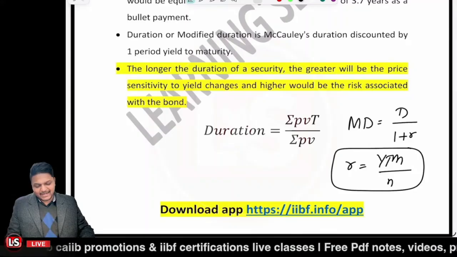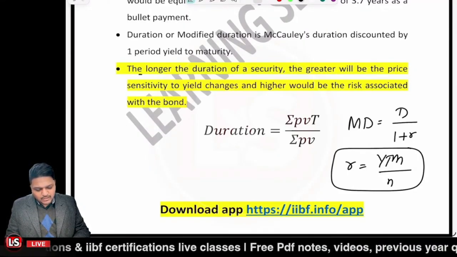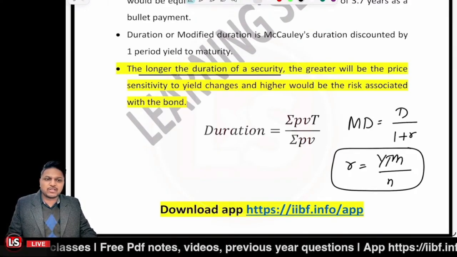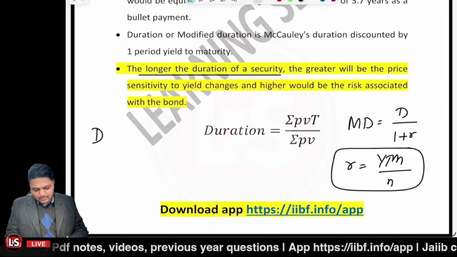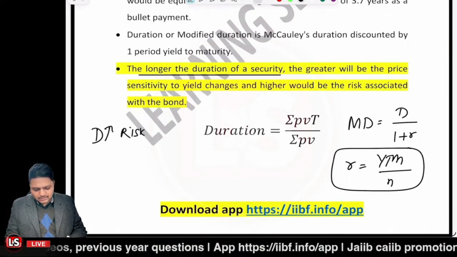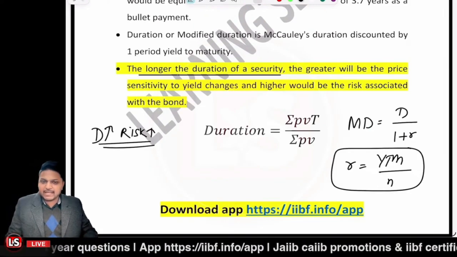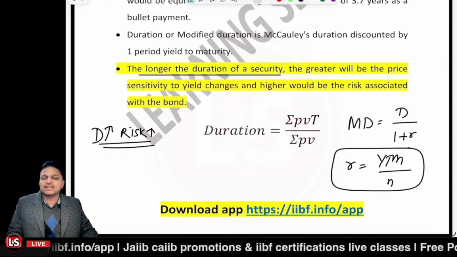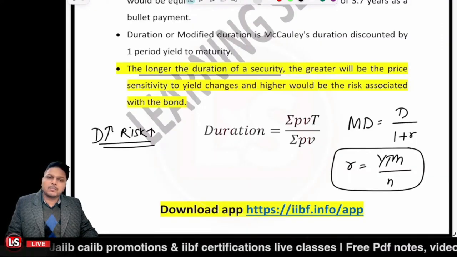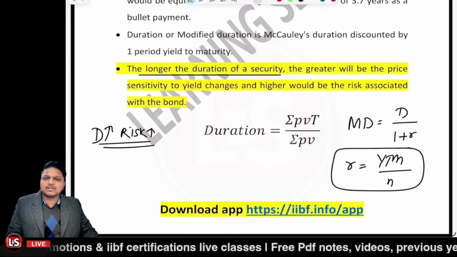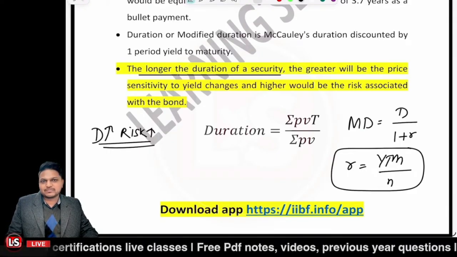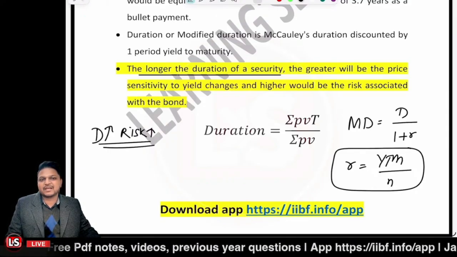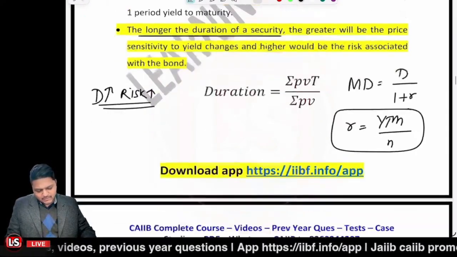Moreover, the longer the duration of the security, the greater the price risk sensitivity, meaning more is the risk associated with it. Simply said, the more the duration is, the more is the risk. And when any asset or security approaches maturity, the duration of the bond almost becomes equal to the maturity of the bond. Now let's have a look at the properties of the duration.